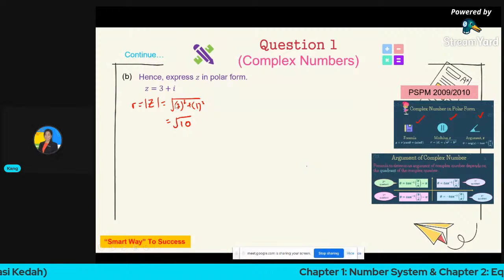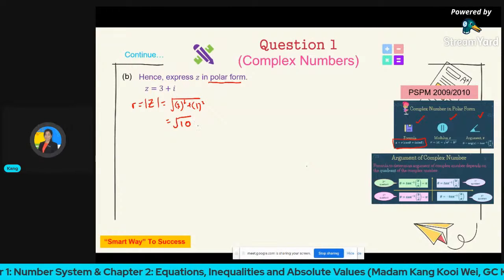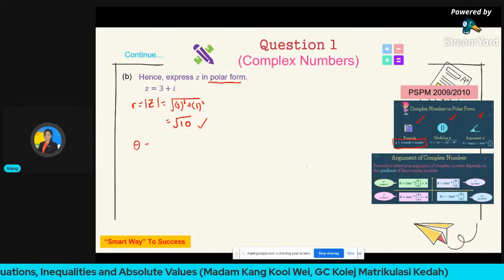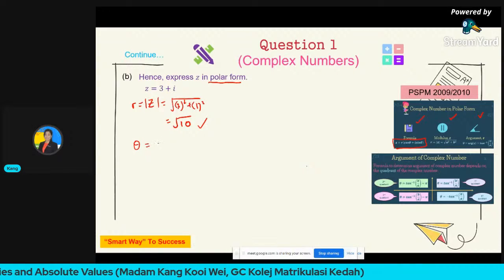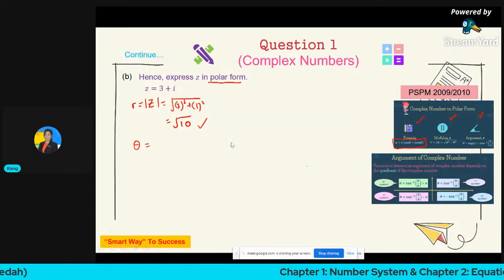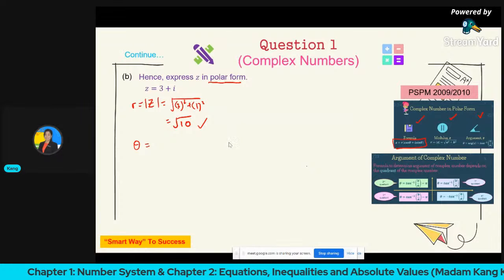So for the first one, we are going to determine the polar form. The formula is this one. We already determined the modulus z. Then we need to determine the argument of the z. So it is in which quadrant? You need to decide. Z is 3 plus i. Can anybody tell Madam, it is in which quadrant?